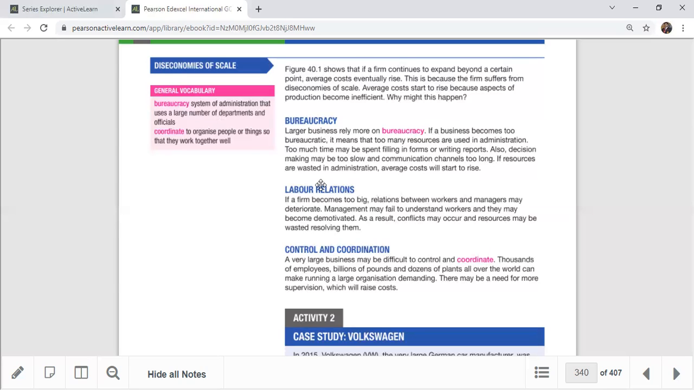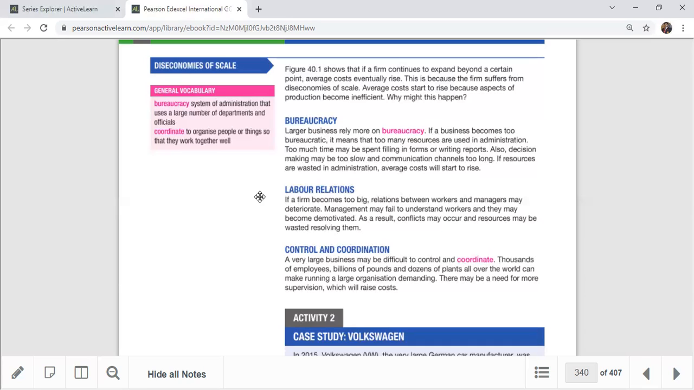The second reason for diseconomies of scale is labor relations. In large organizations, labor relationships are sometimes poor. Sometimes the relationship between workers and managers deteriorates. Managers fail to understand the workers because there are too many people and it is difficult to handle them. The span of control becomes very high. As a result, communication is very poor and workers become demotivated in the end. Conflicts may occur and resources may be wasted.